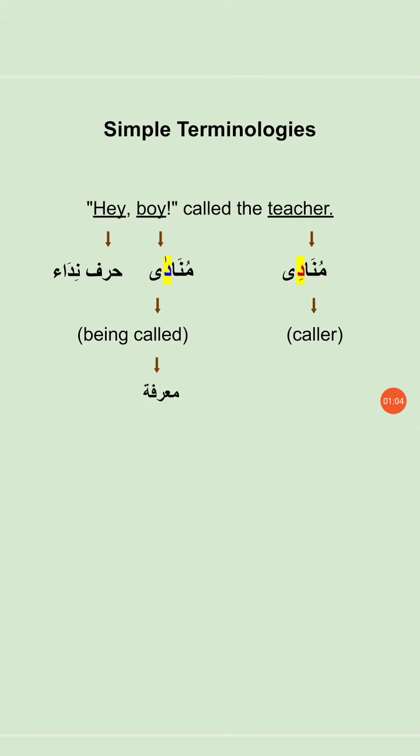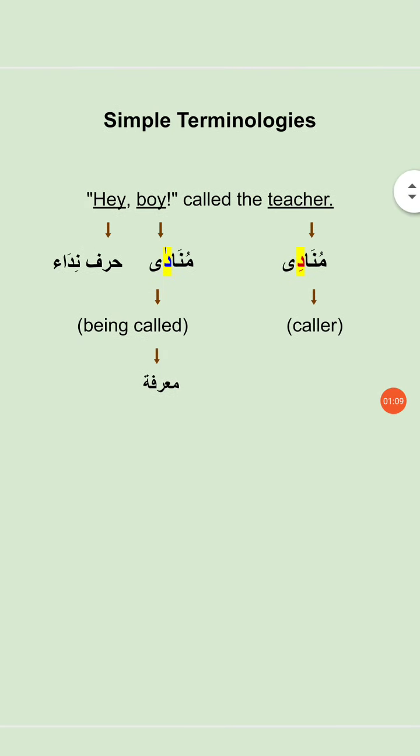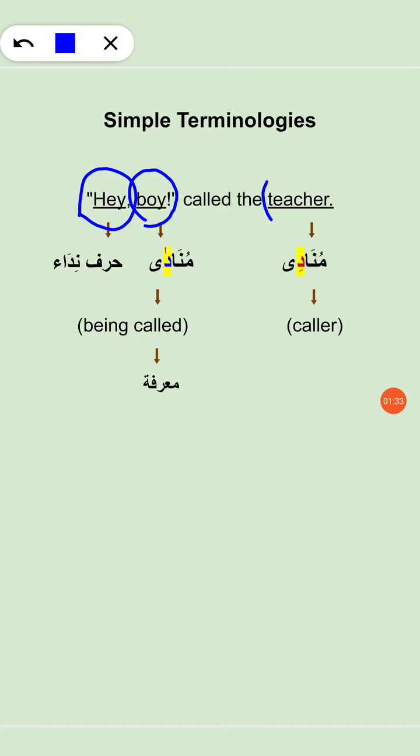Okay, so in English we have some words from which we can call out to the other person. For example, the most common one actually is hey. Okay, so hey boy, called the teacher. So here, this is the word with which the boy is being called. The boy is the one who is being called, all right, and the one who is calling out is the teacher.